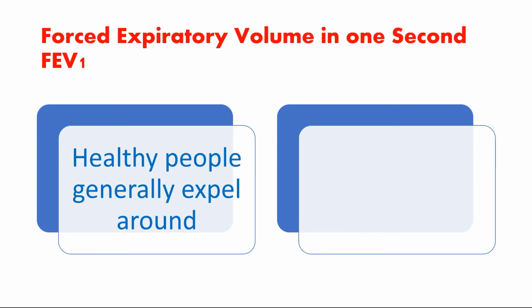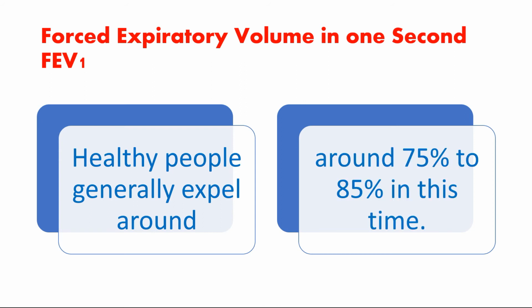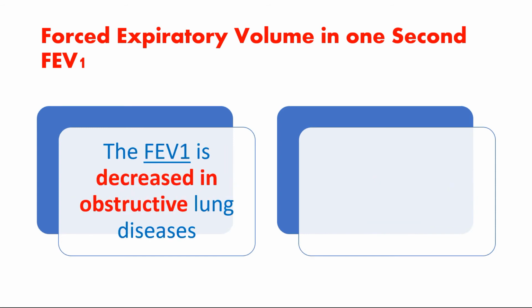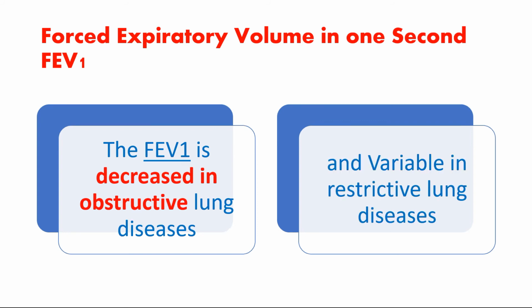Healthy people generally expel around 75 to 85% in this time. So forced expiratory volume in 1 second is decreased in obstructive lung disease, definitely, because those people have difficulty to exhale, have resistance to airflow, so it will be decreased in obstructive lung disease. In restrictive, it is variable. It may be decreased or may be normal, according to the stage of the disease.